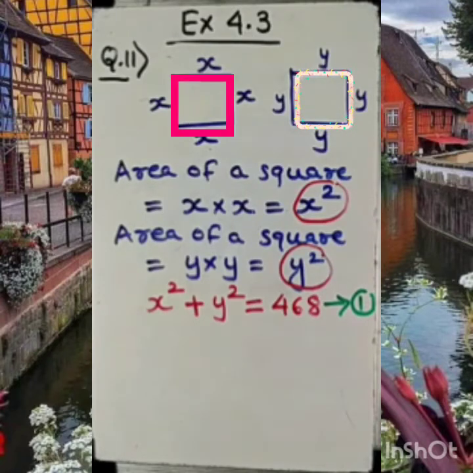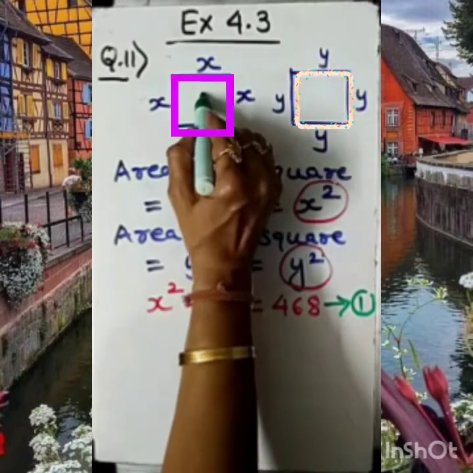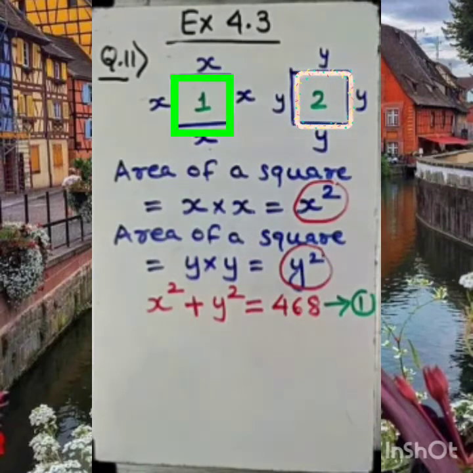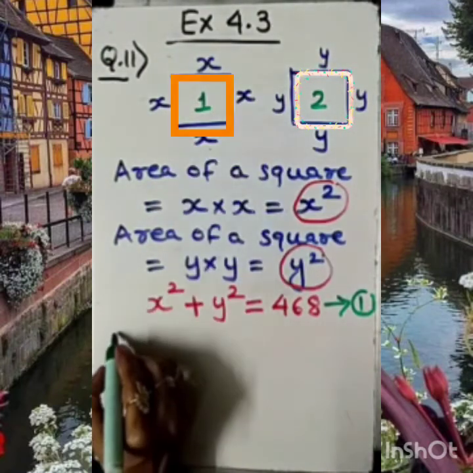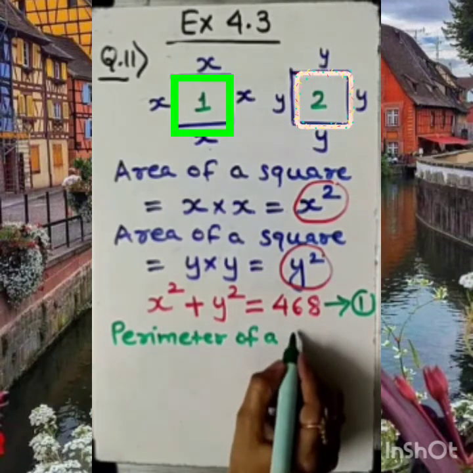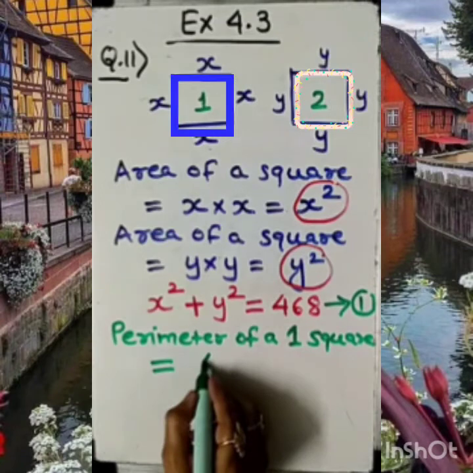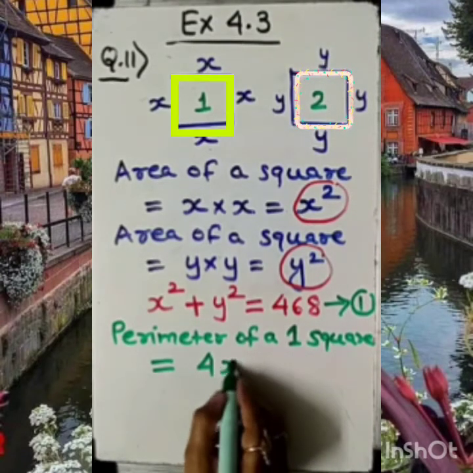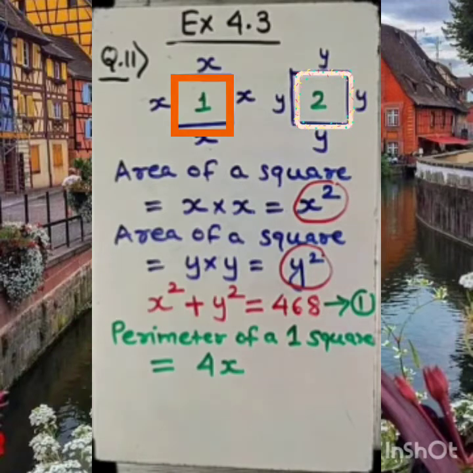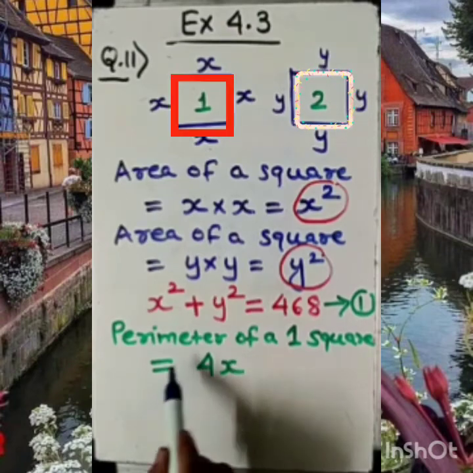Now in the second line we are given the difference of their perimeters. Simply, what is the perimeter of the first square? This is our first square and this is the second square. The perimeter means the sum of all four sides, so it will be 4 into side, that is 4 into x. Agree? It will be x plus x plus x plus x. So the perimeter is 4x for the first square.